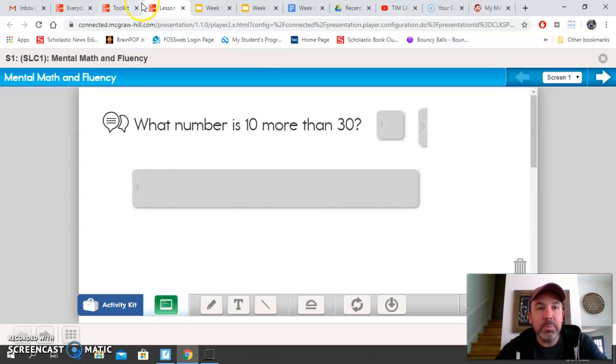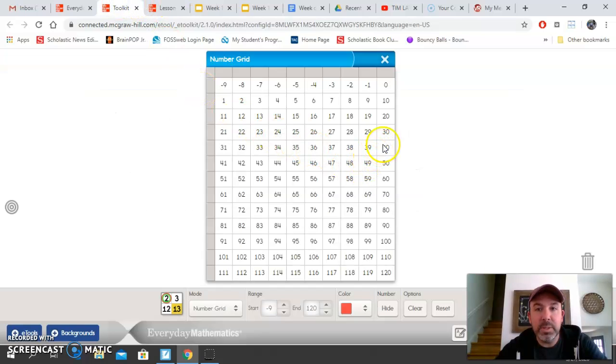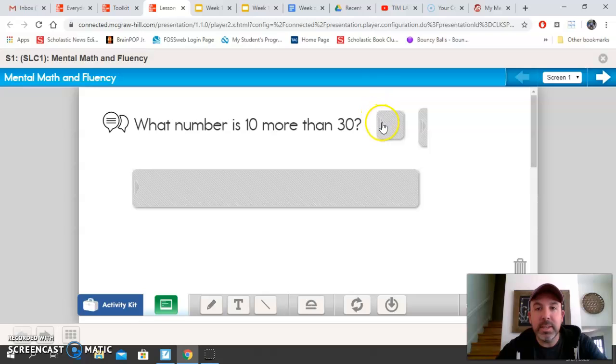What number is 10 more than 30? So what we want to do is come to our number grid and find the number 30. Everyone do that on their number grid right now. Find the number 30. And then to find out what is 10 more, we know we need to move down just one spot. And we get to 40. Let's come over and check our answer and see if the answer is 40. Awesome job.